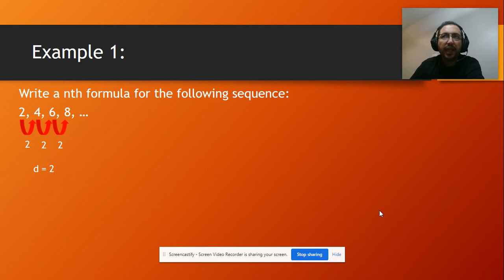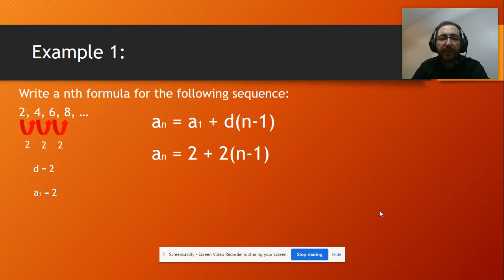Now, what is a sub 1? What is the first term? It is 2. So if I want to write a rule a sub n equals a sub 1 plus d times n minus 1, using the distance and the first term, we can write it. So a sub n equals the first term, which in this case is 2, plus the distance, which is also 2, times n minus 1.